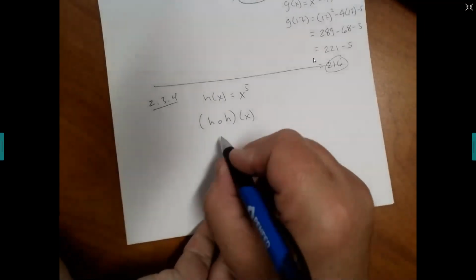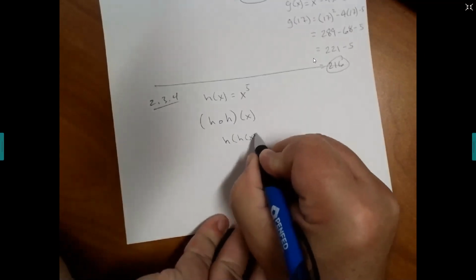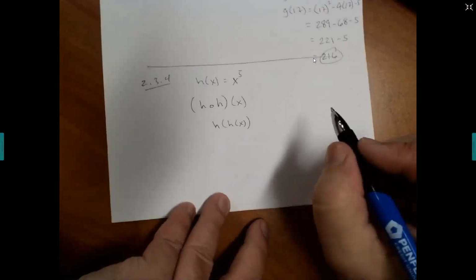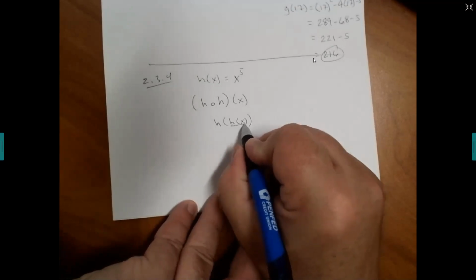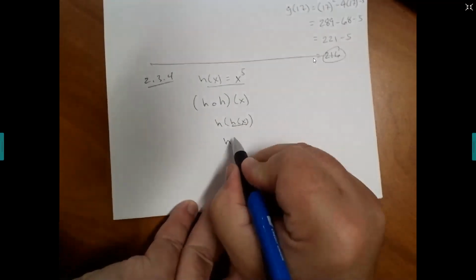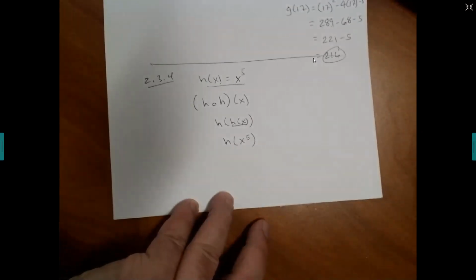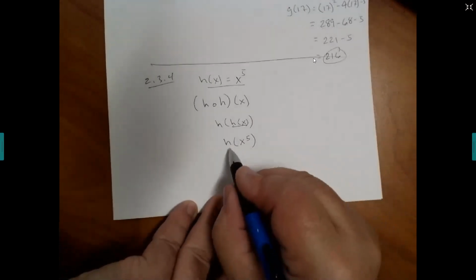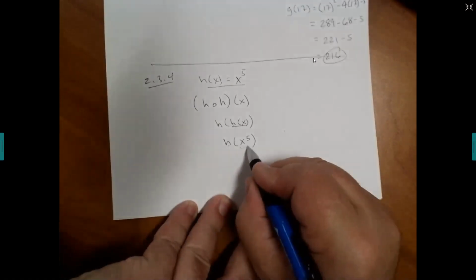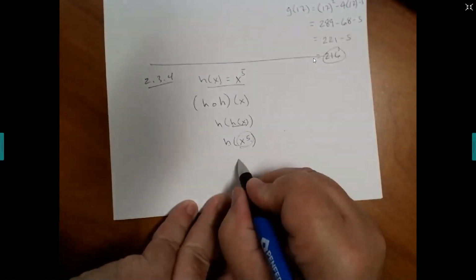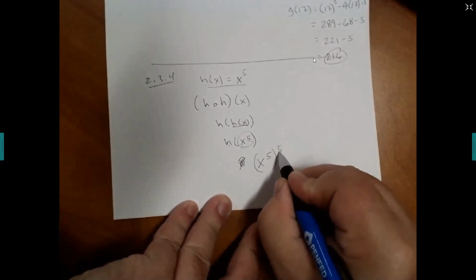Okay, notice it's the same function. So what this means is h of h of x. So what is h of x? h of x is x to the 5th. Again, h of x is x to the 5th, but whatever we have inside here goes in place of the x. So we have x to the 5th, that's my x, to the 5th.